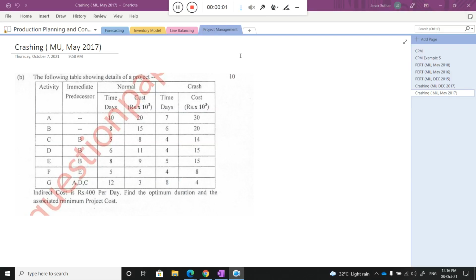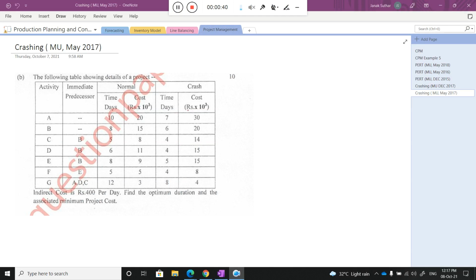Today we try to solve what is the optimum duration of a particular project. In the previous session we discussed how we can reduce the time of the project. Obviously, if we reduce the time of the project, then the direct cost will definitely increase. We know that. Here the activities are given, as well as the precedence relationship for each activity. The normal time is given, and the crash time is also given.